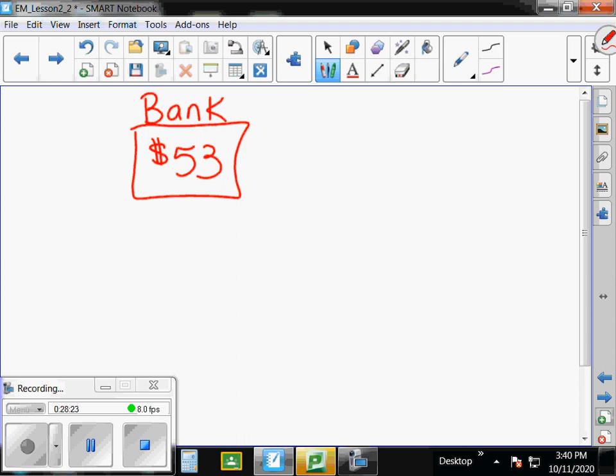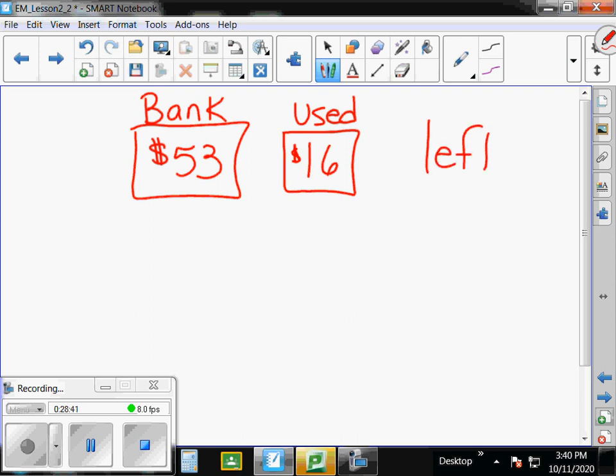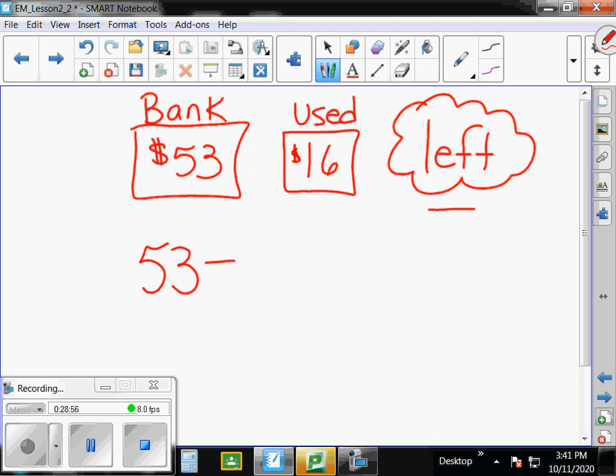Okay, now let's see what's going on. He used $16 to take his sister to the movies. So $16, I'm going to label that used it. How much money is left? Boys and girls, when you see that word left, that's a really big clue word that guess what's going to be happening? I'm going to be subtracting. So he started with $53. He spent some. He used it. So I'm going to subtract my 16, and that is going to give me how much is left.